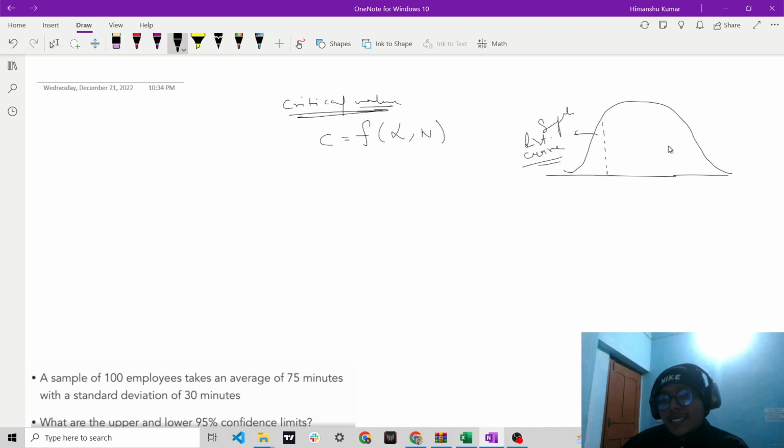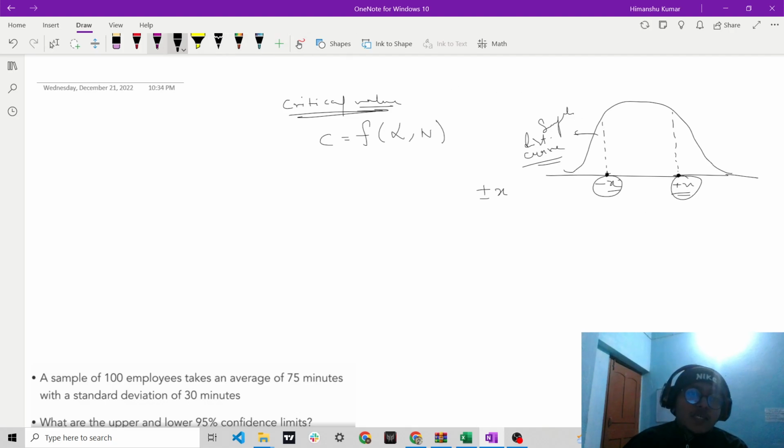So for a two-tailed test, this is a part of hypothesis testing. If you don't know what hypothesis testing is, you can search on YouTube and get to know it. For a two-tailed test, we'll get two critical values, that is plus minus x, minus x and plus x. This value we have to find out. What is the value of x here?